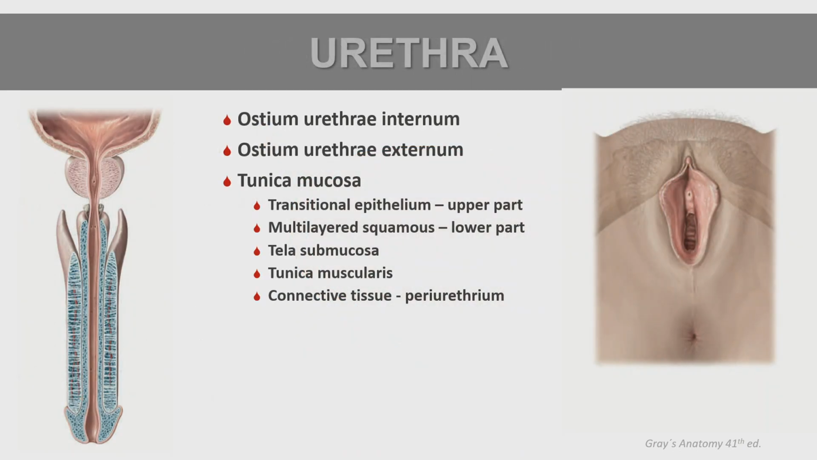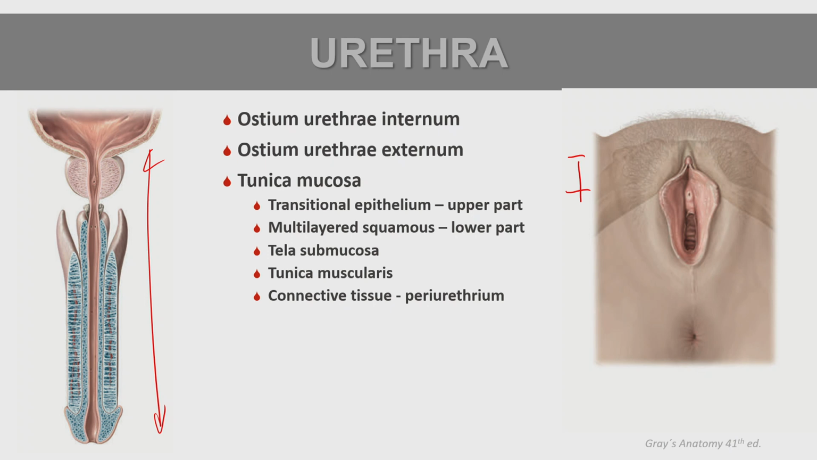Then we have the important outflow from the urinary bladder. There is the urethra. The urethra is different in male and female. Naturally longer in male and short in females. The structure is very similar to the urinary bladder, only the muscular layer is small, very thin. Inside is transitional epithelium in the upper part. In the lower part it is a multi-layered squamous epithelium.